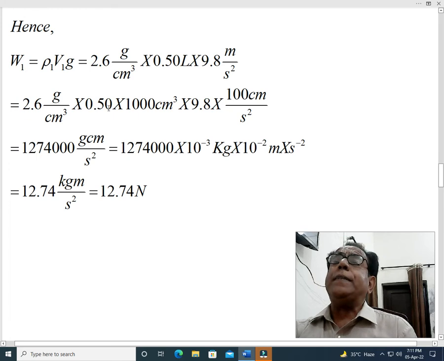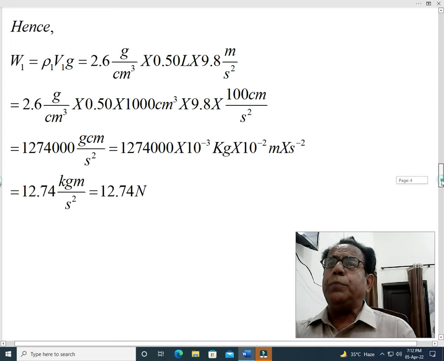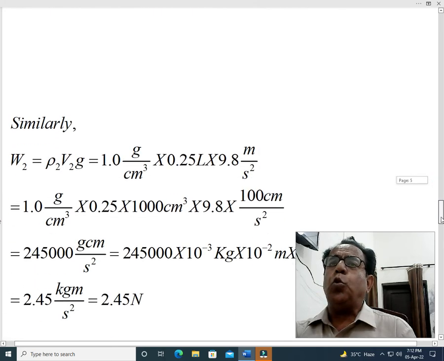Okay, so we have found the solution of the first part. There were three portions of this problem, three combinations, okay, and we have to find out W1, W2, W3. So here we have found W1, which has become equal to 12.74 Newton. Now we move towards W2.